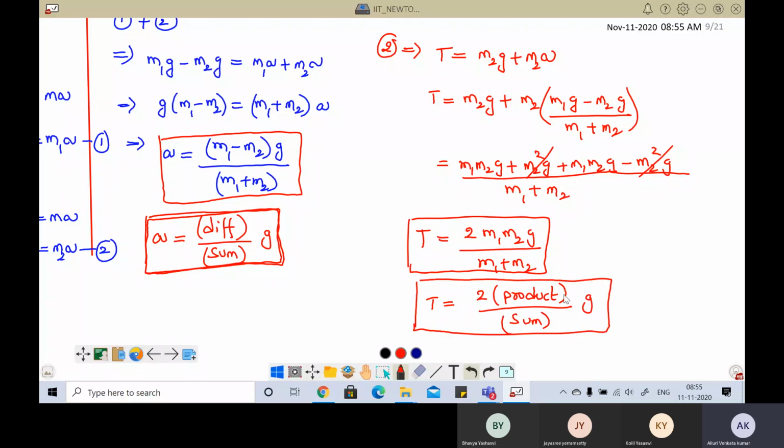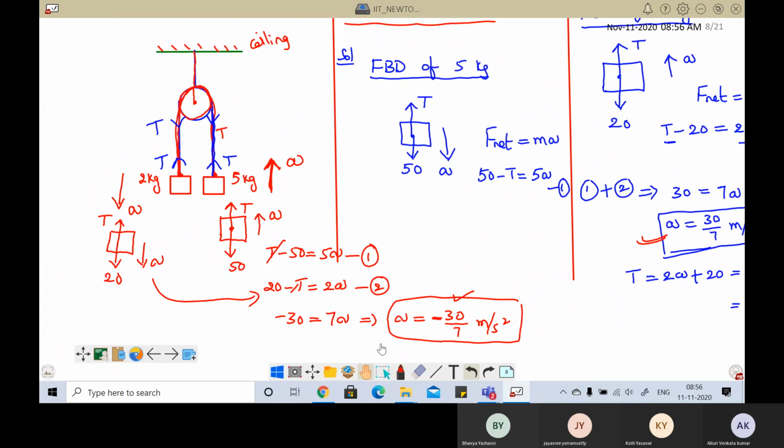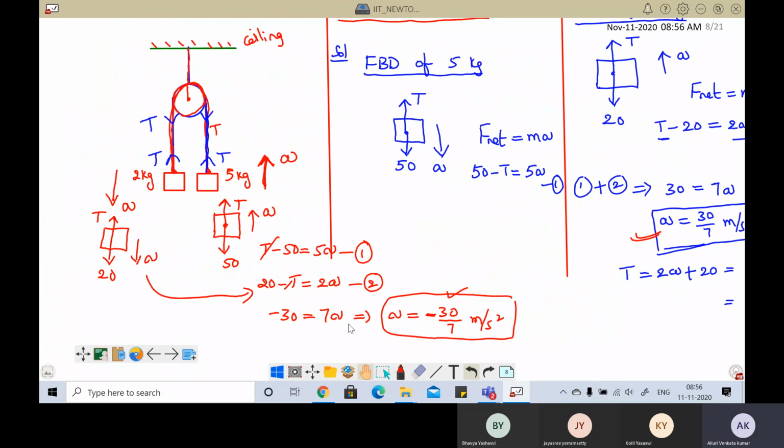Now previously, what were the masses? In the previous sum, 5 and 2. So 5 into 2, 2 into 5 into 2 into G, which is 10, divided by 7. So how much? 2 fives are 10, 10 twos are 20, 20 tens are 200. So 200 by 7 newtons. Previously also we got the same, no? Yes, sir. 200 by 7 newtons.